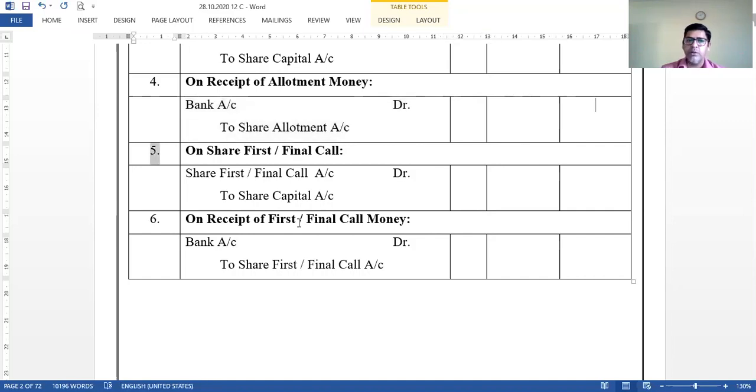Then the first and final call is due, so share first and final call account debited to share capital. And when the company receives the amount on the receipt of the first and final call money, it is bank to share first and final call.